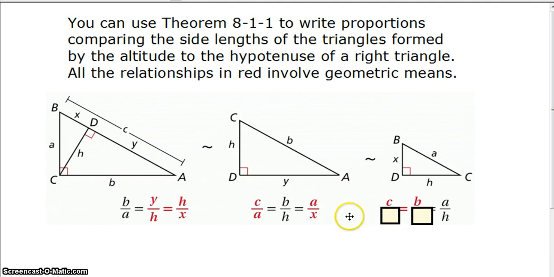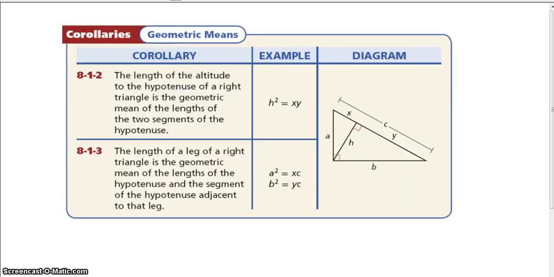And finally, we can make another set of ratios where c is to b, which means the hypotenuse to the longer leg, as b is to, here's a longer leg, y, and as a is to h. So again, we have a geometric mean. This leads us to the geometric means corollary.